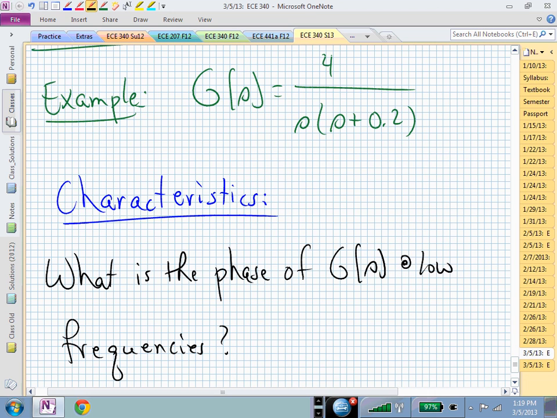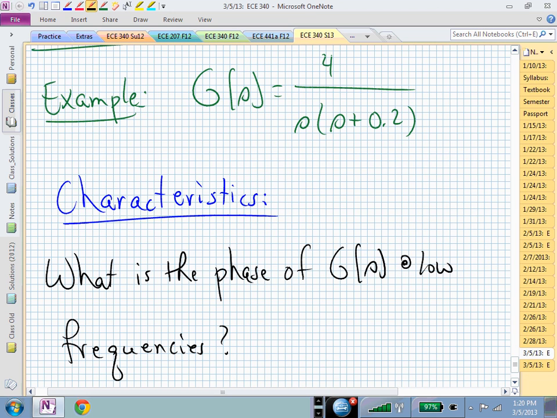Is this a BIBO stable system? How many say no? How many say yes? How many are not changing? So they're not filtering their answer, right? Where are your poles? Right at the origin and at minus 0.2. You have one that's good, minus 0.2. You have one that's right on the boundary of stability, and that's not a BIBO stable system.